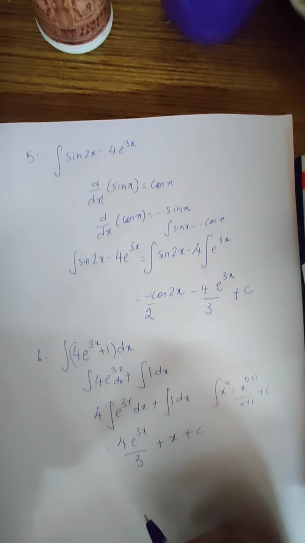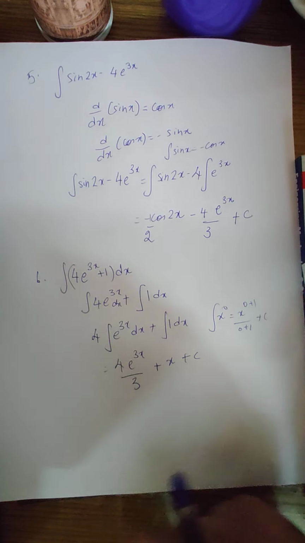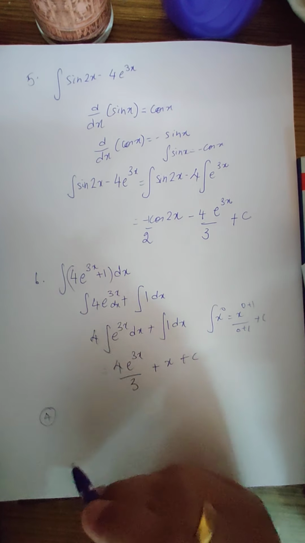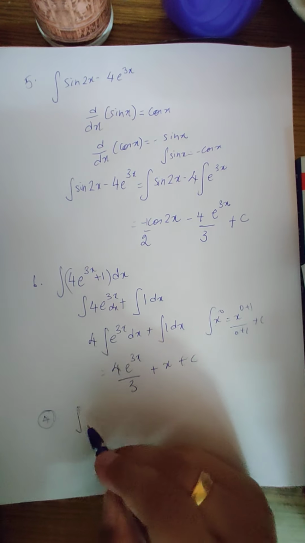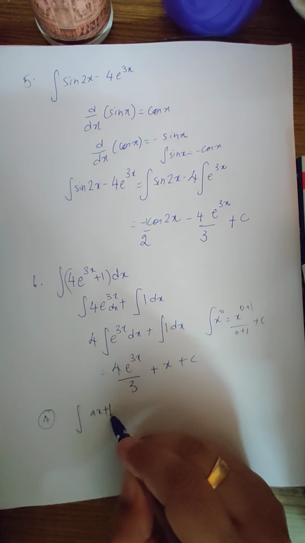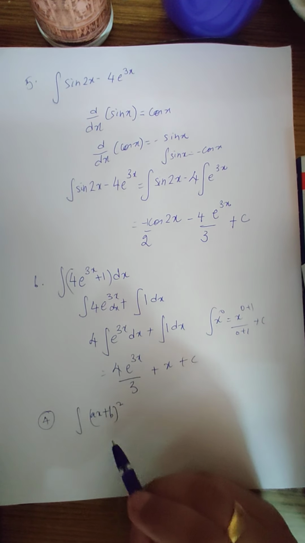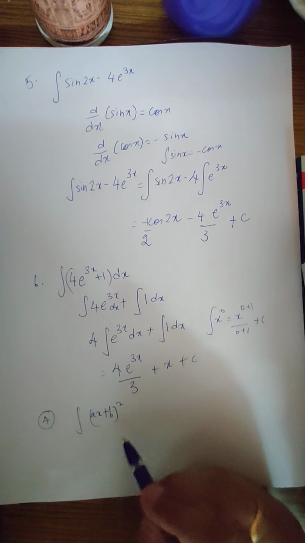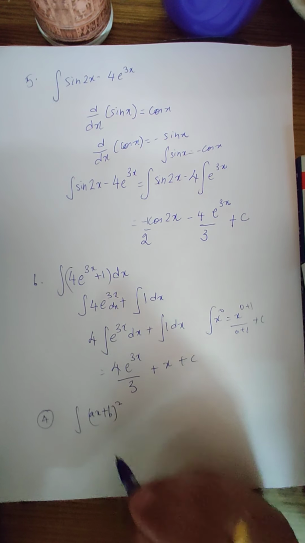Now the fourth question, there is one more easy way of doing that. If you get confused, it is better to expand it. Suppose you want to find integration of ax plus b the whole square. So what you'll do is you'll just write it like this.